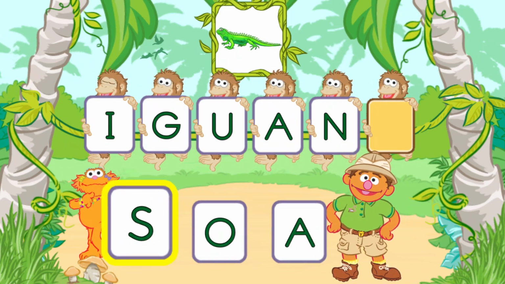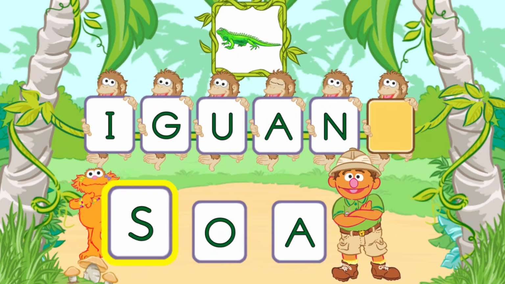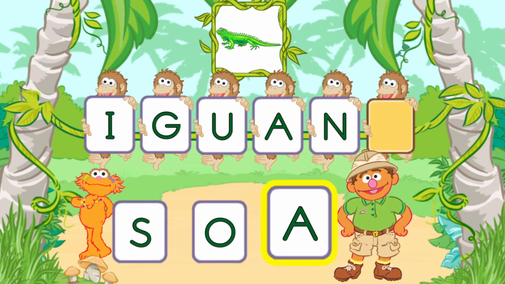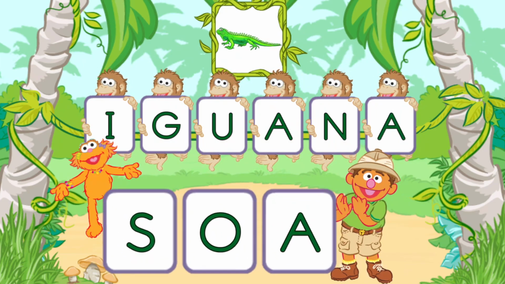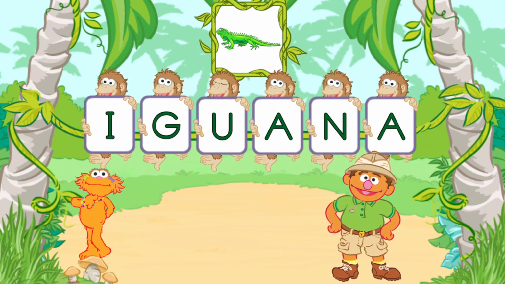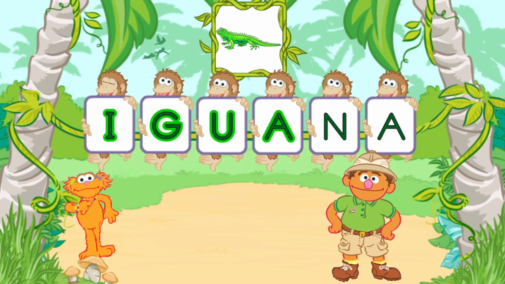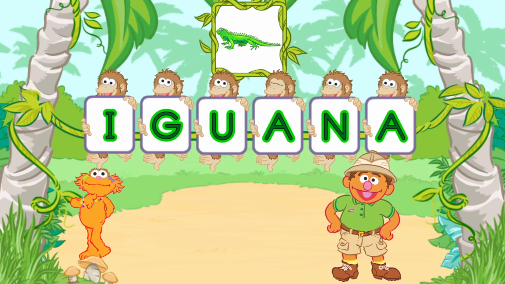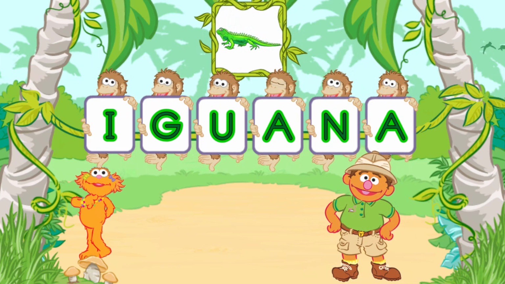Now, pick the letter A. That was great! A is the last letter in the word iguana. Well done! Let's see. I, G, U, A, N, A. That spells iguana. Like this one.